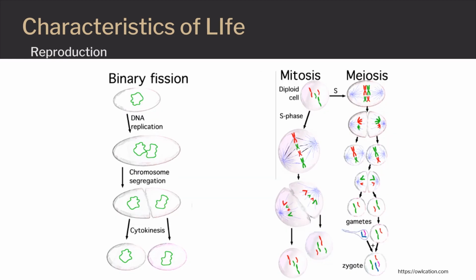Reproduction. All living things pass genetic information onto their offspring. Reproduction can be sexual or asexual. Sexual reproduction requires two cells from different individuals. In asexual reproduction, a single organism can reproduce without the aid of another. All living things have limited lifespans, so the ability to reproduce is essential to ensure species survival.